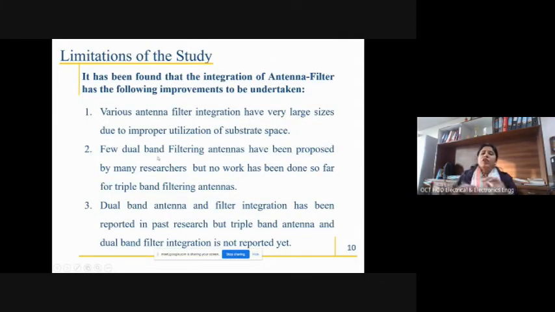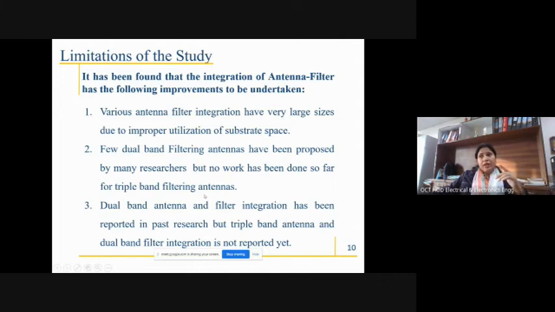Now, the work which has already been done previously has some limitations. Various antenna filter integrations have a very large size due to improper utilization of substrate space. Integration of antenna and filter has already been done, but they were using a very large size of substrate material. Few dual band filtering antennas have been proposed by many researchers, but no work has been done so far for a triple band filtering antenna.